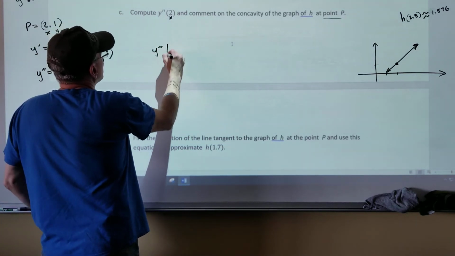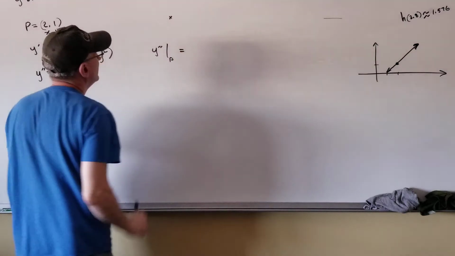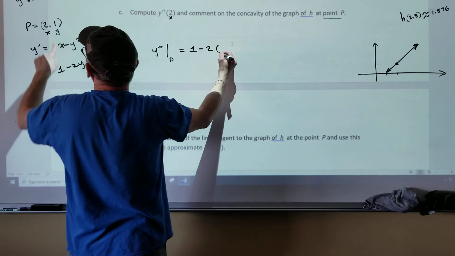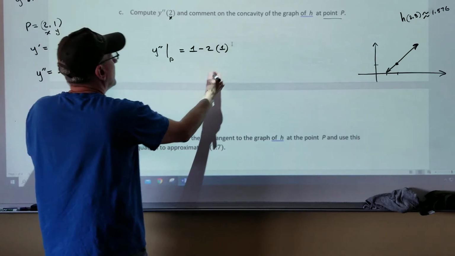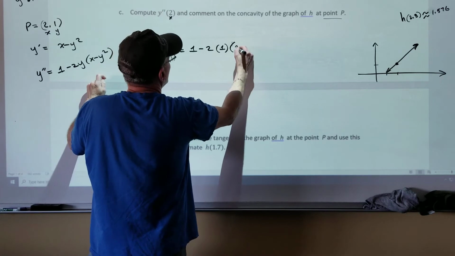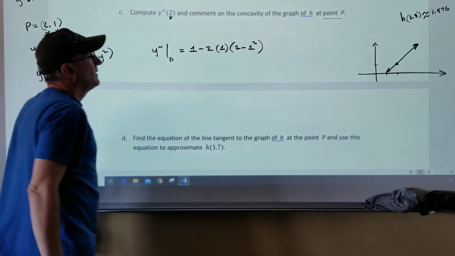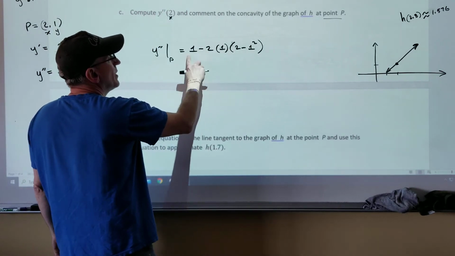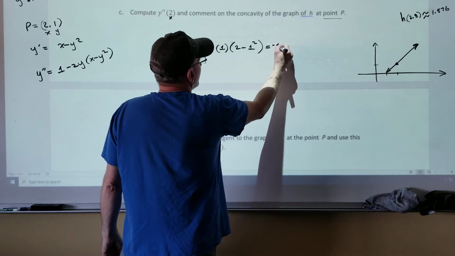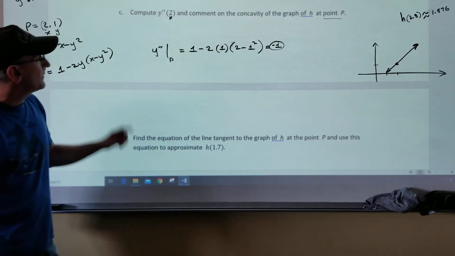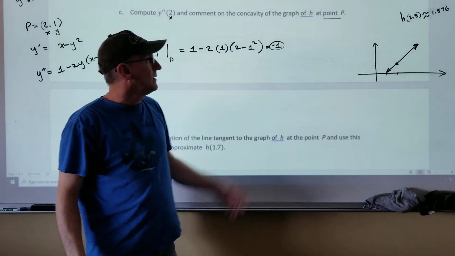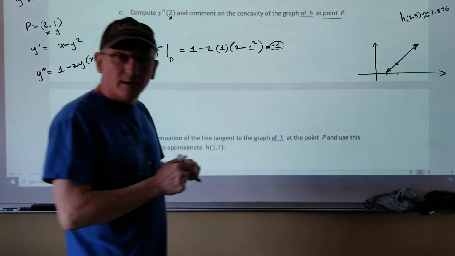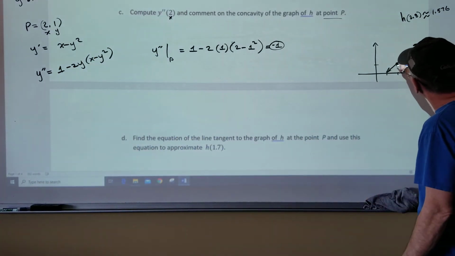Y double prime at point P is 1 minus 2 times y, that's a 1. And then times x minus y squared, so that's 2 minus 1 squared. What does all that make? This is 1, and this is 2. And they all multiply to make 2. 1 minus 2 is negative 1. So you probably heard in calculus that if a second derivative comes out negative, you have a curve that's concave down. So the curve could look something like this, or close to it.